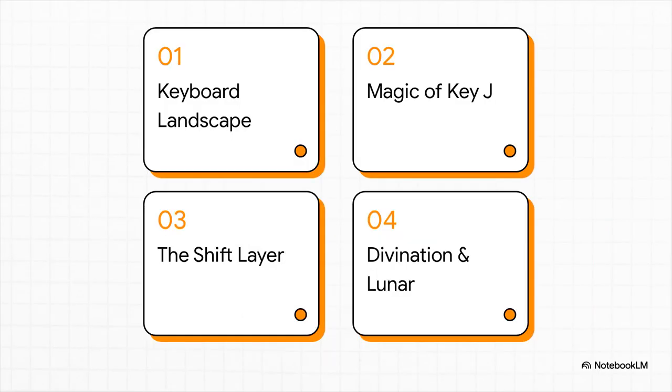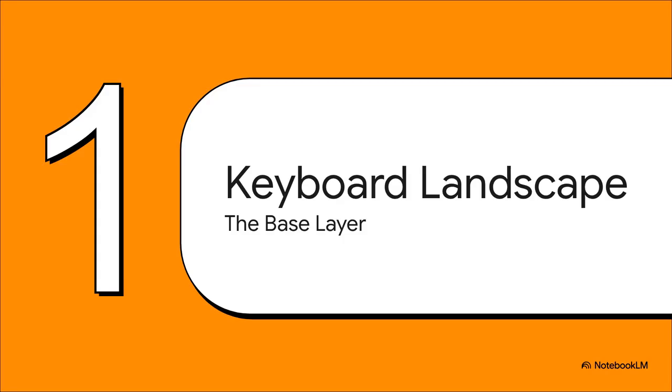Here's our roadmap for today. 1. The keyboard landscape. 2. The magic of key J. 3. Unlocking the shift layer. And 4. Divination and lunar dates. Let's jump right in. Section 1. The keyboard landscape, specifically the base layer.